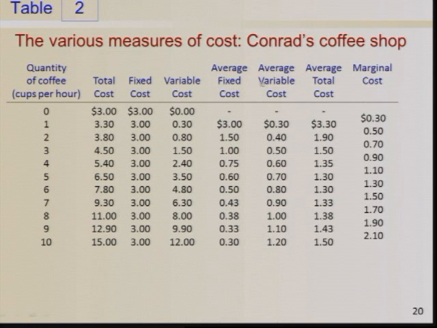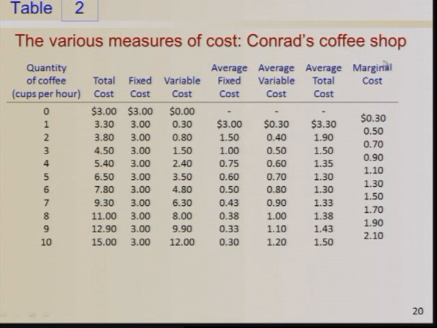For average variable costs, you find regular variable costs and then you divide by quantity. So, for example, at 4 cups of coffee, what's the average variable cost of the 4th cup of coffee? We're going to find the variable cost at 4 cups of coffee, that's $2.40, divided by 4. So $2.40 divided by 4 is equal to that 60 cents. Same thing with average total cost. You find regular total cost divided by quantity.